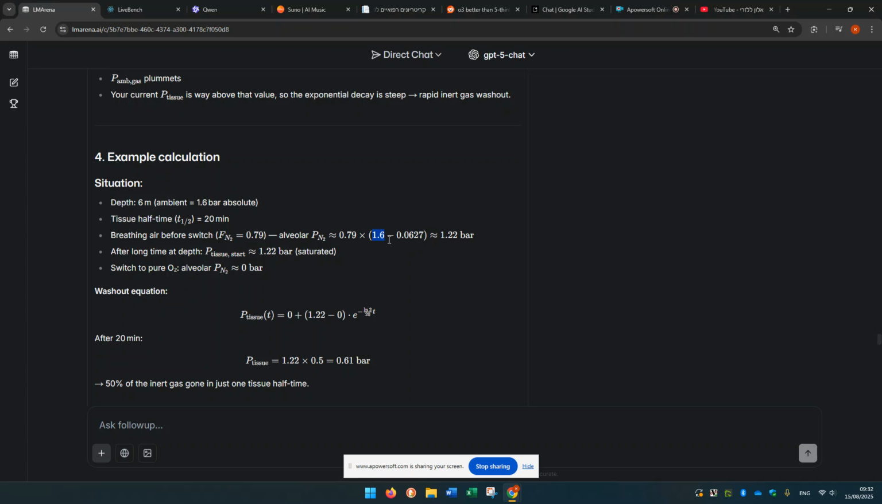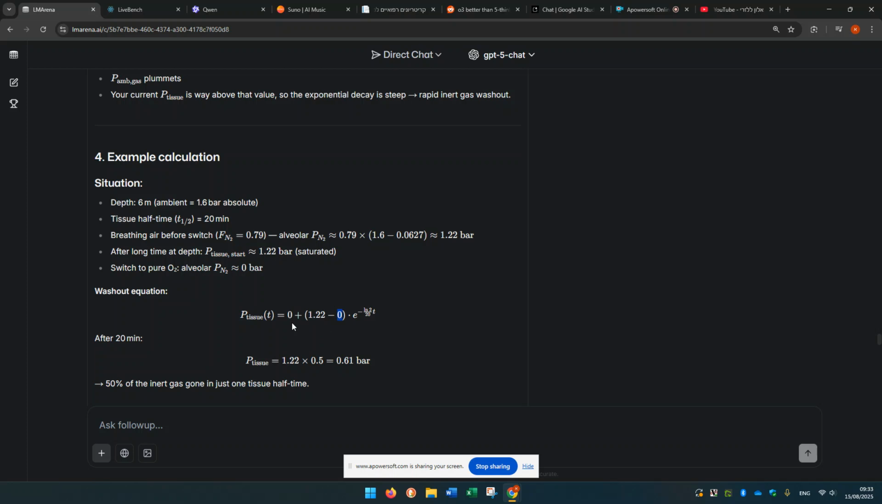If we used air instead of oxygen, the value right over here was 1.22 bar, and here also 1.22 bar, so this will be 0, and this will be 1.22 bar, and as you can expect, nothing will happen, because we got to a saturation here. So I'm not sure that it's the best example, but it shows you how breathing oxygen makes the offloading of gas from the tissue much more efficient.